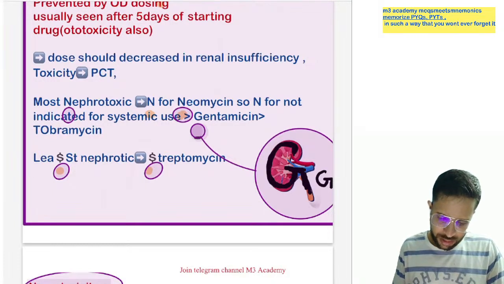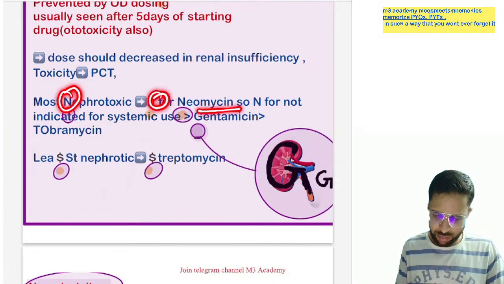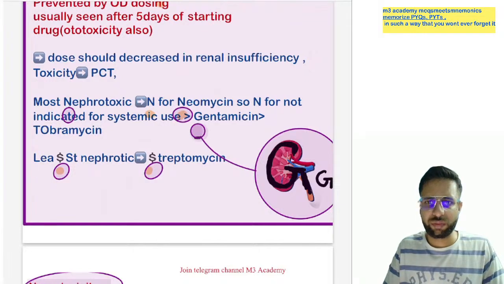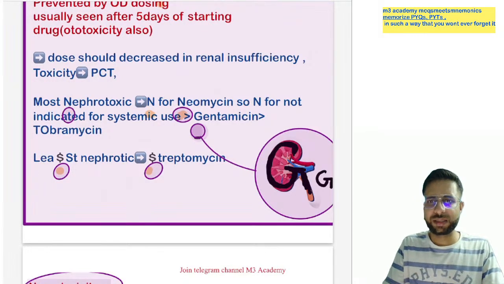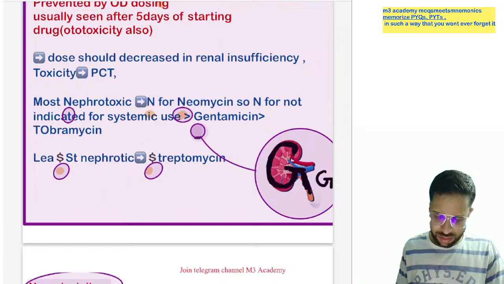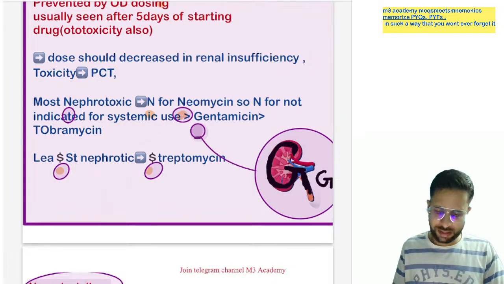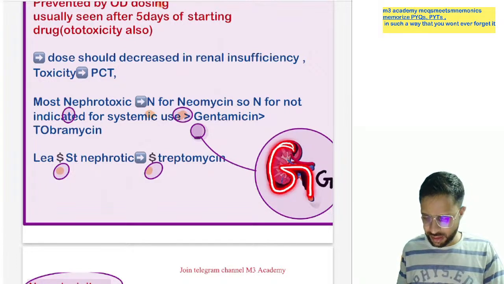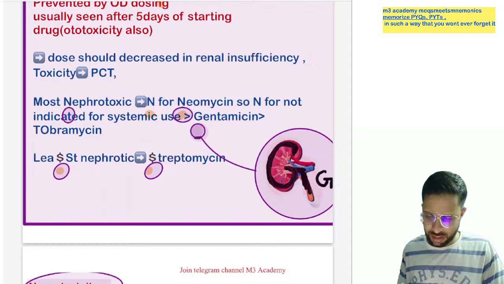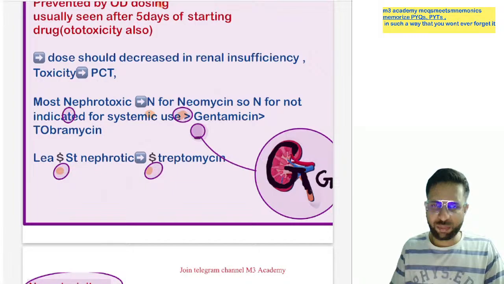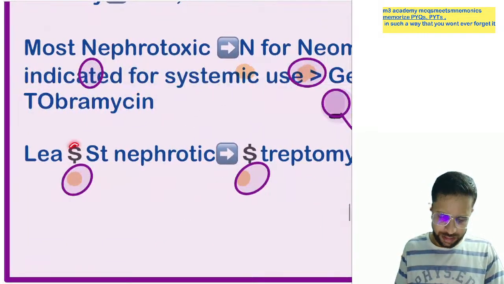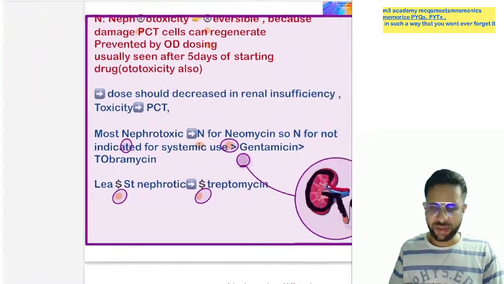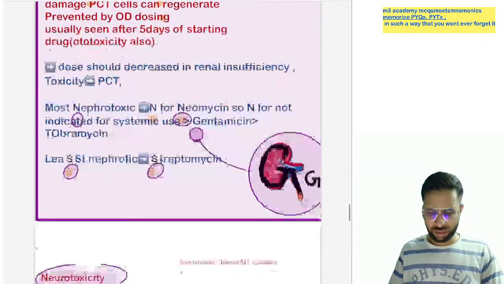The most nephrotoxic drug, you can remember, is neomycin. Neomycin is the most nephrotoxic drug, so we do not give it systemically; only topical use is there. The next nephrotoxic drug is gentamicin, as you can write G in the kidney; when you draw the kidney diagram, you can easily draw the G in it. Then tobramycin. The least nephrotoxic is streptomycin. When you write least, it has AST, and ST means streptomycin. So streptomycin is the least nephrotoxic aminoglycoside.